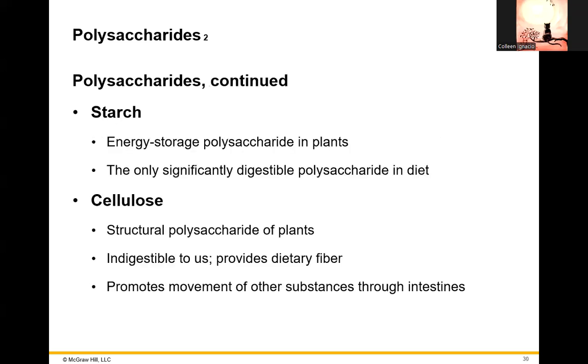Okay, so glycogen. Let's take a look at starch. Starch is an energy storage polysaccharide in plants. And then cellulose is a structural polysaccharide of plants. It is indigestible to us and it provides dietary fiber. And so we do need this dietary fiber. If you take a big chomping bite of celery, you're going to get some cellulose, and that's going to help promote movement of those foods and other particles through your intestines. It will help with passing of stool.